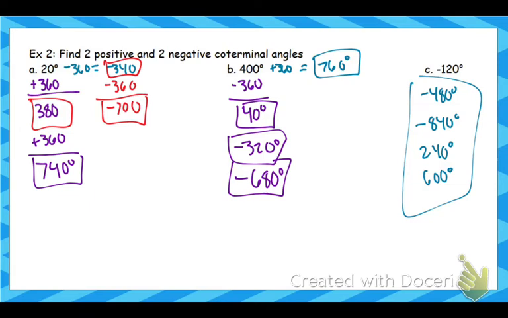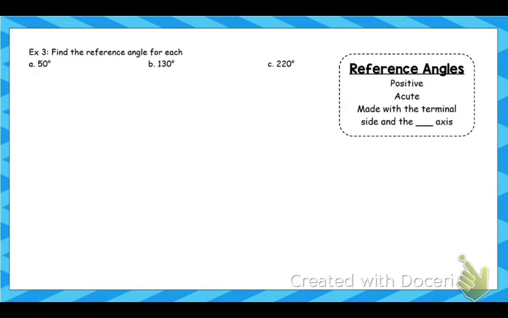All right, so coterminal angles, again, they end in the same place. The other new thing we're going to look at is something called a reference angle. A reference angle has to have 3 things true. A reference angle is positive, a reference angle is acute, and this is the important part, a reference angle is made with the terminal side and the x-axis.